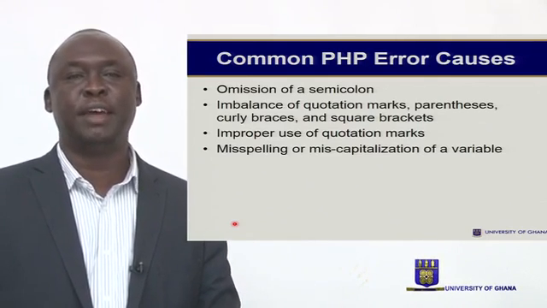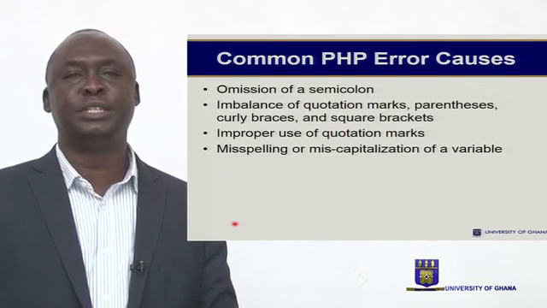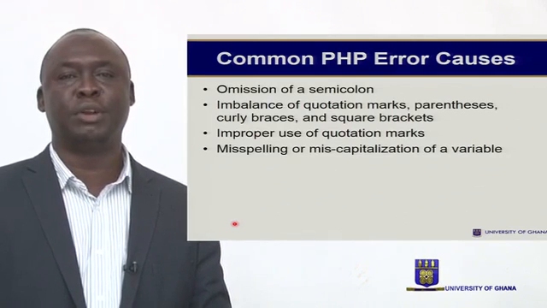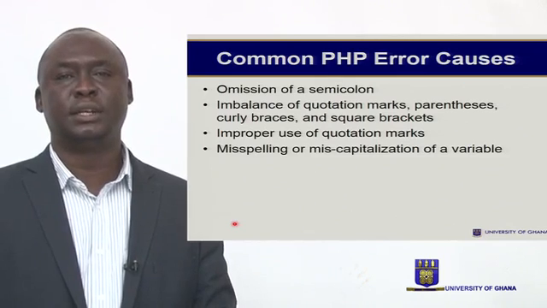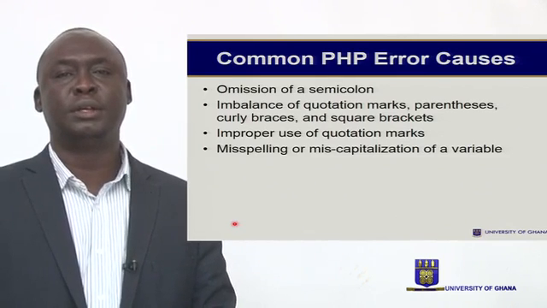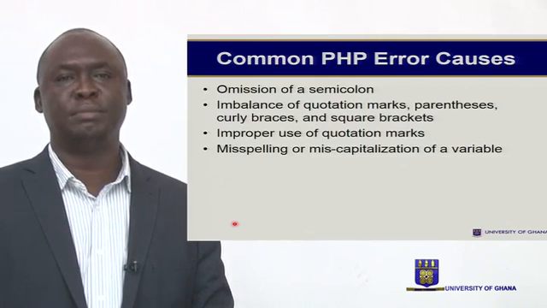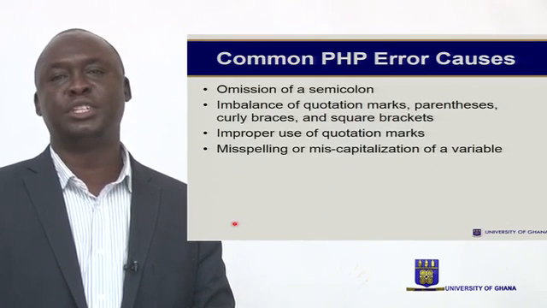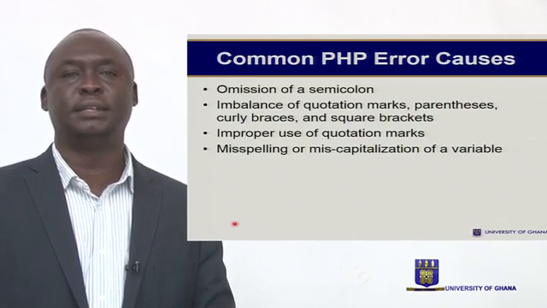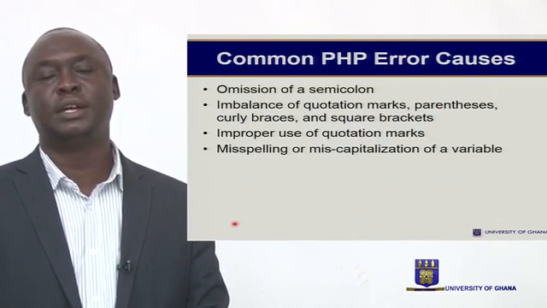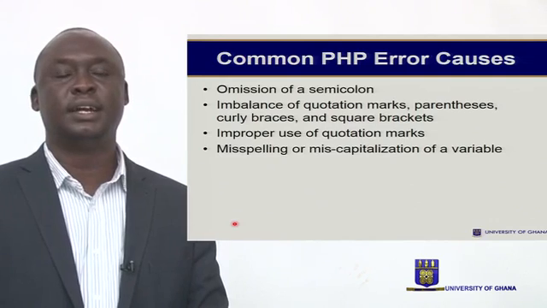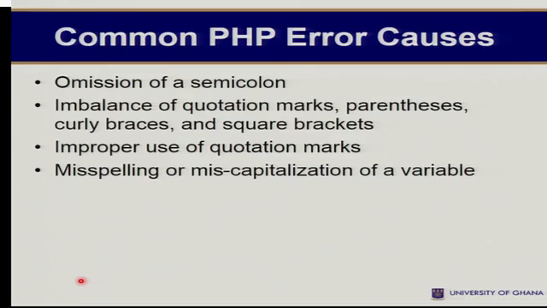Okay, so every line in PHP must end with a semicolon. Every program instruction must end with a semicolon. So if you omit that, then you are going to have problems. Imbalance of quotation marks, parentheses, curly braces, square brackets. All these are symbols, or characters, we use in PHP programming, and if you don't use them appropriately, then you are going to have errors.